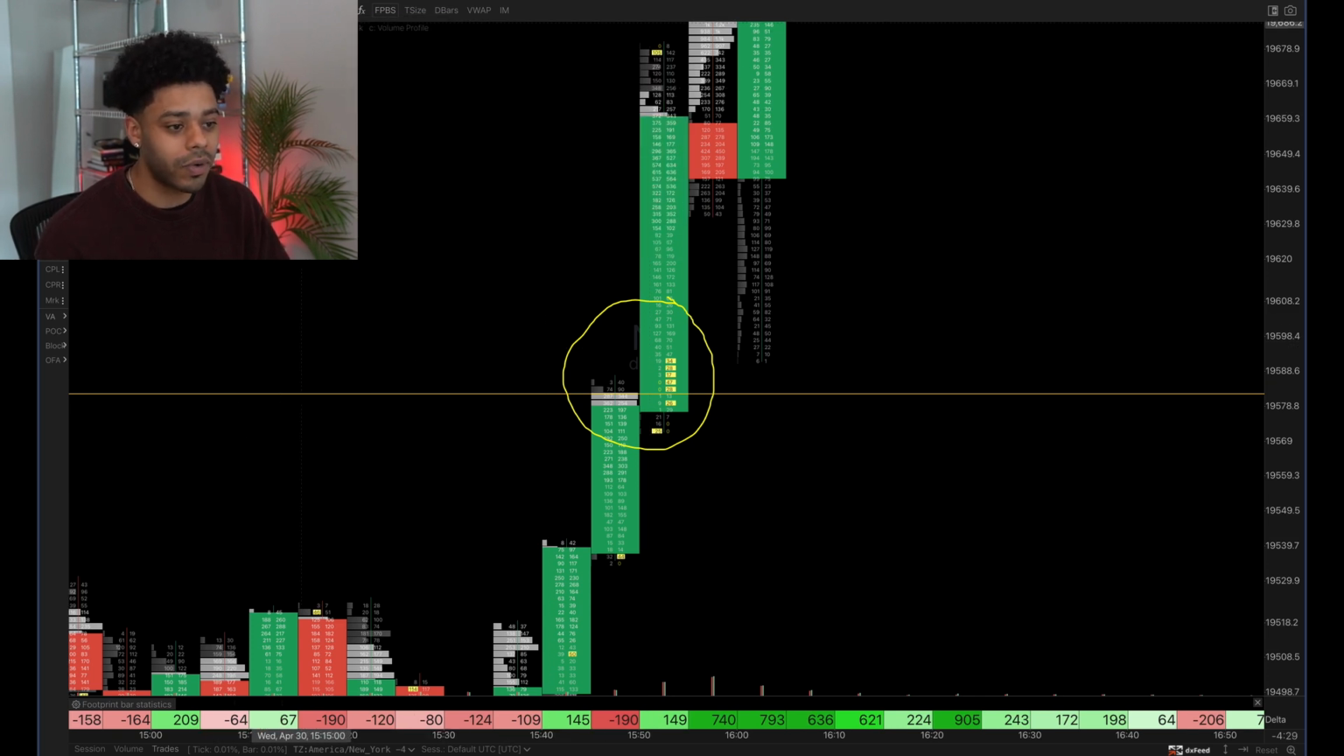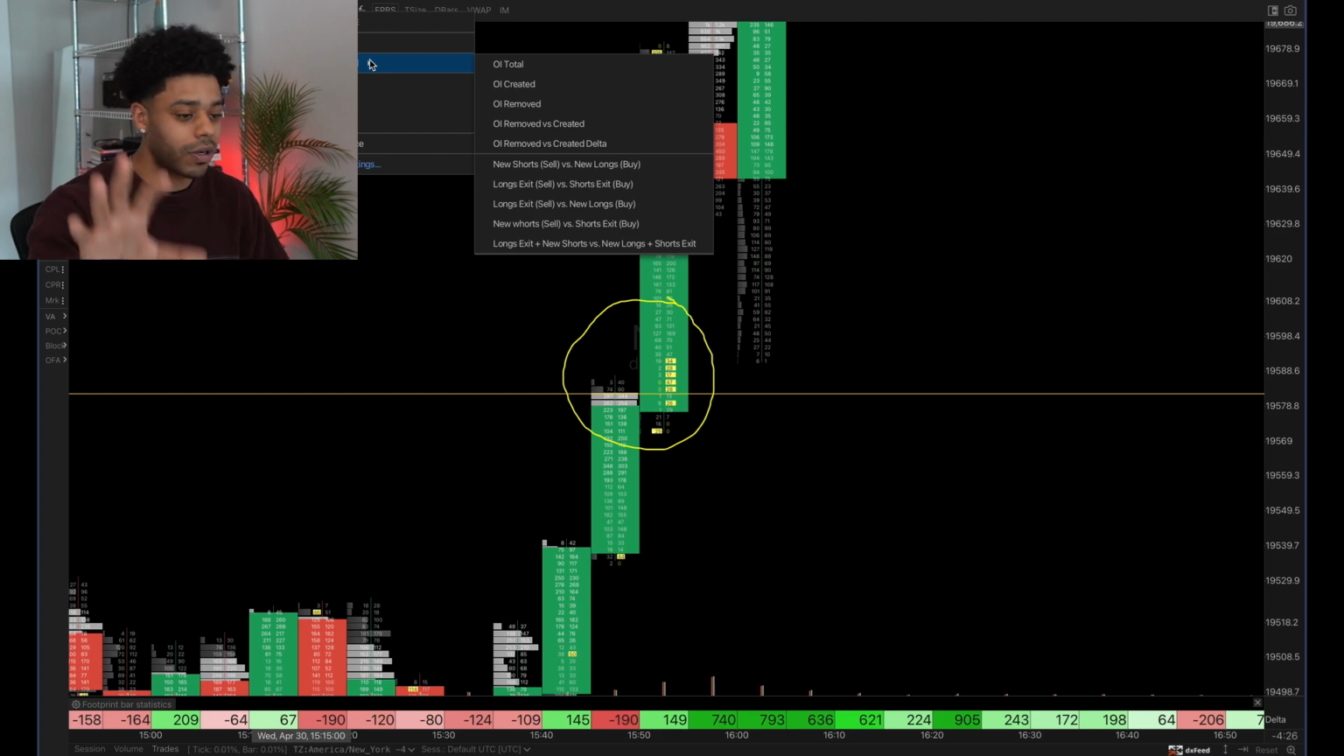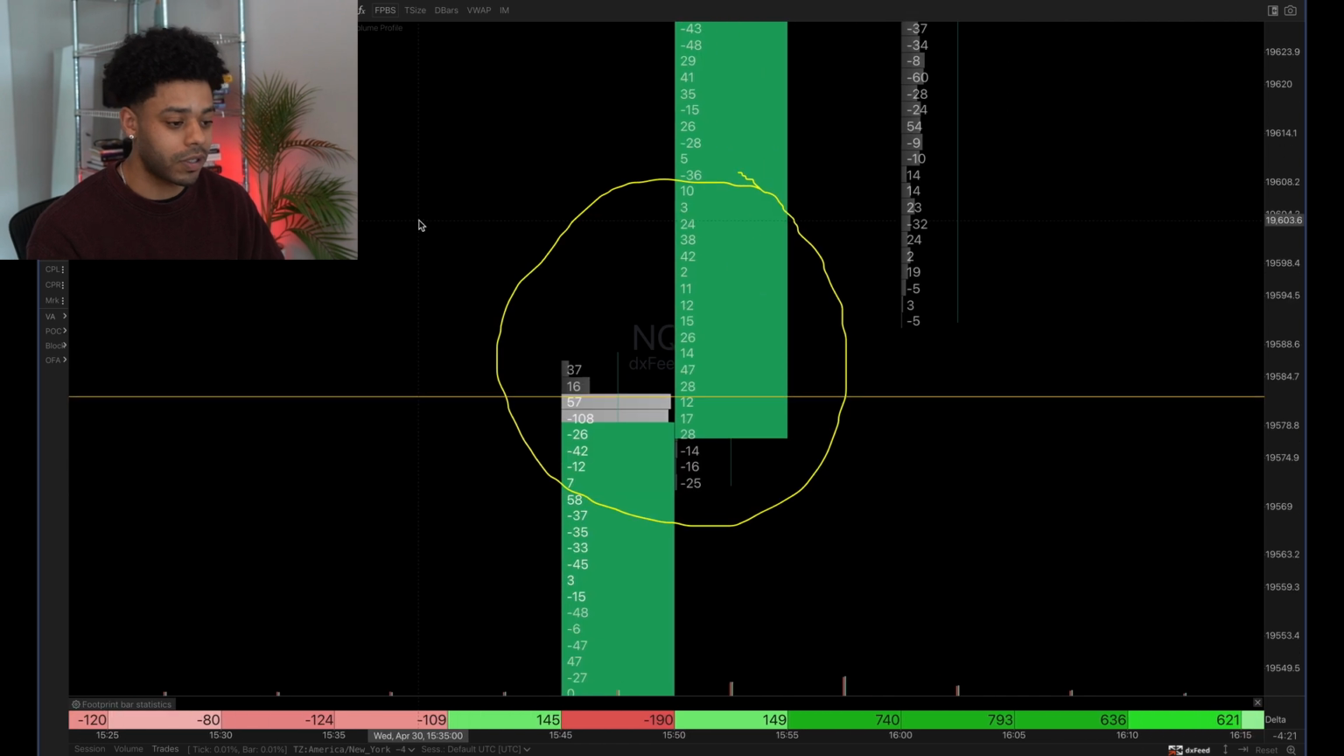This is another popular one. There's many different settings that you can get your footprint charts on, and you can make them look completely different from mine. But another popular footprint chart setting is going to be Delta. Delta is going to be the difference between aggressive buying and selling within a candlestick or at a specific price level. There's a couple different ways to be able to read Delta. I'll explain those two right now.